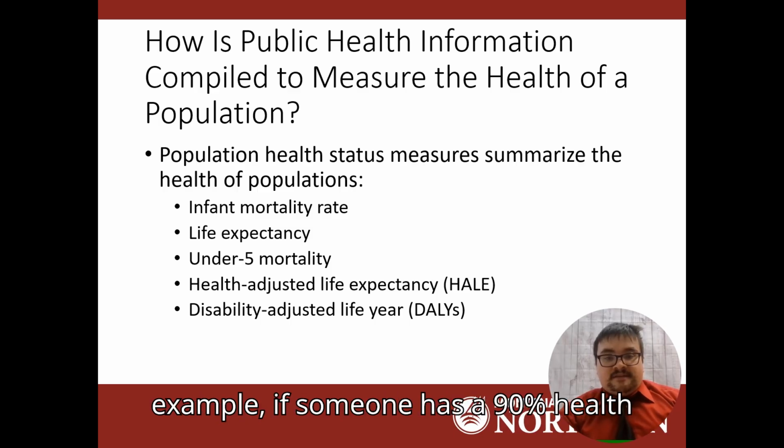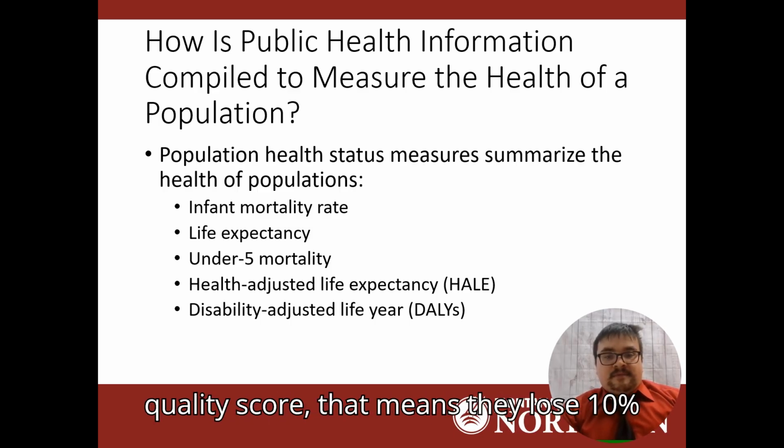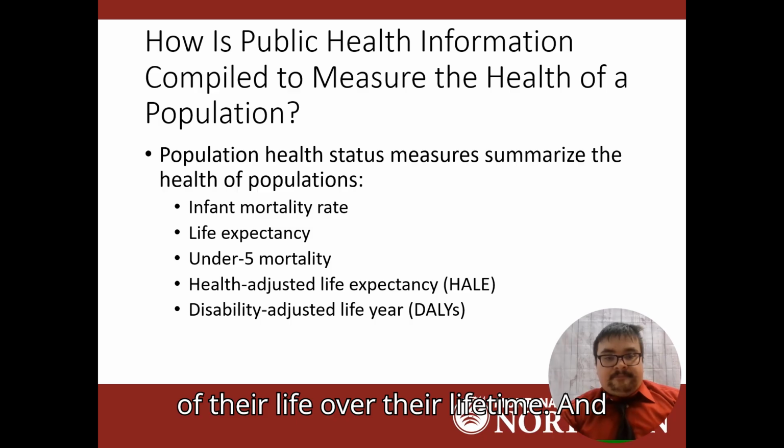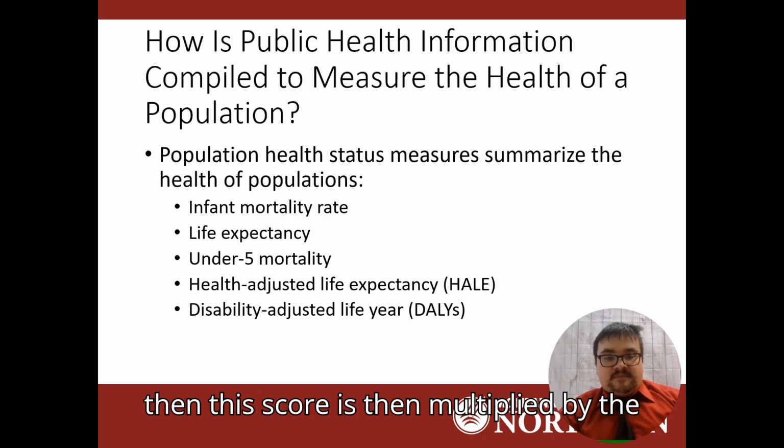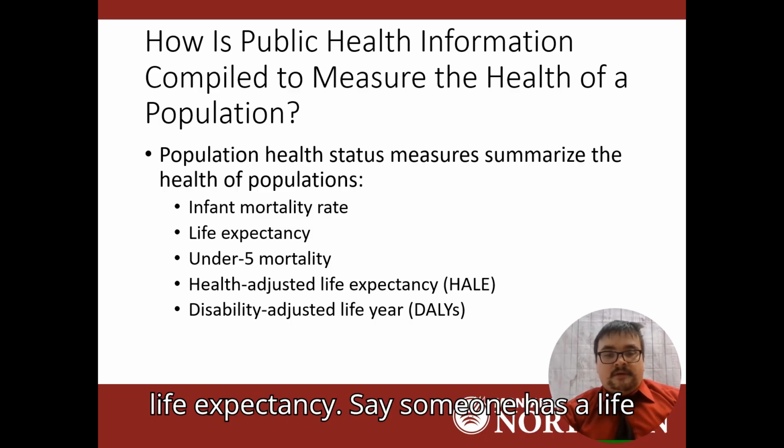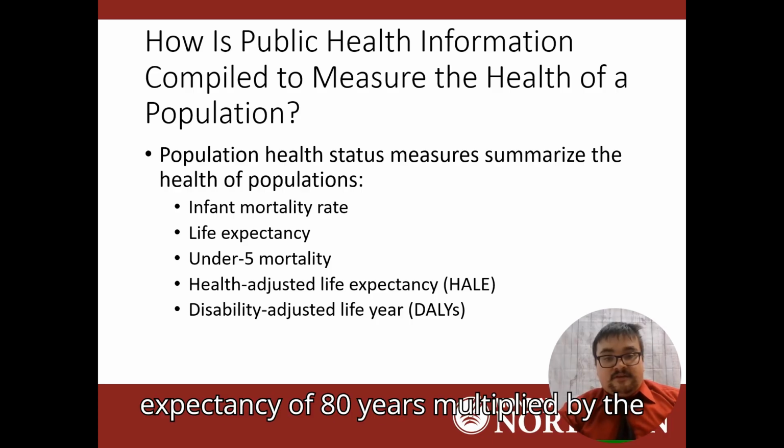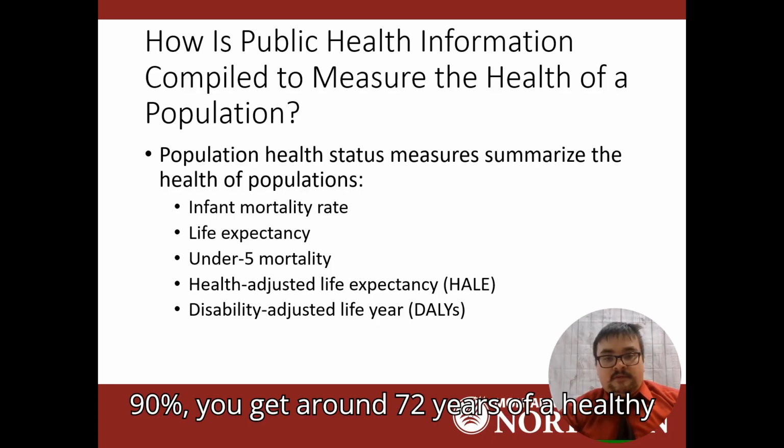So for example, if someone has a 90% health quality score, that means they lose 10% of their life over their lifetime. And then this score is multiplied by the life expectancy. Say someone has a life expectancy of 80 years, multiply by the 90%, you get around 72 years of a healthy life.